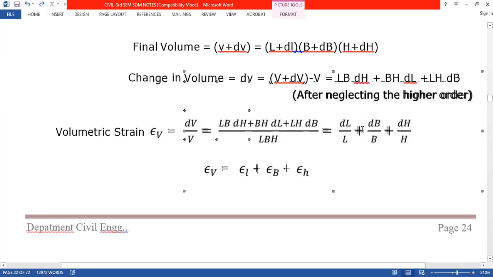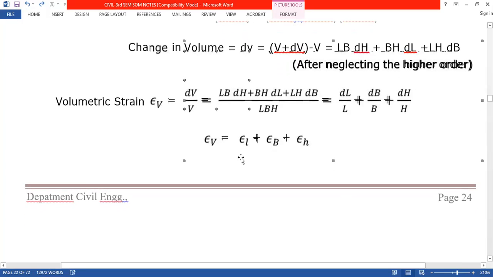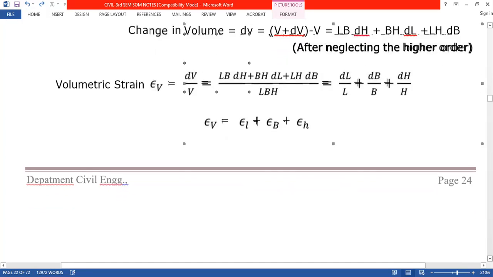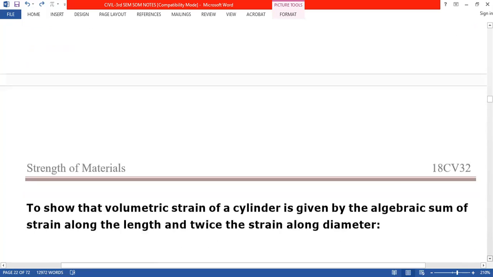Whenever we are considering all three together, that will be the change in whole volume. So volumetric strain can be written as strain along x direction, strain along y direction, strain along z direction. So this is known as volumetric strain.